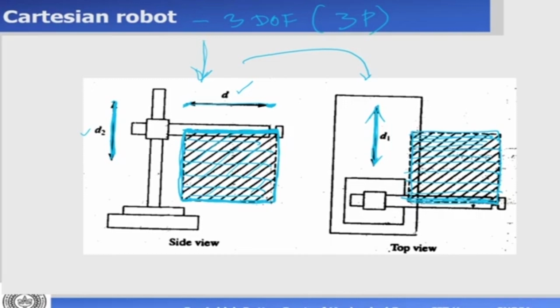So if I combine the top view and the side view, what is the shape I'll be getting? I'll be getting the shape of a cube or a cuboid. So it will be like this. That is the shape, a cube or a cuboid. And anywhere inside this, the end effector can go. So the end effector of the gripper can be positioned anywhere inside this cube or this cuboid. The shape of the work volume is a cube or a cuboid for a Cartesian robot.